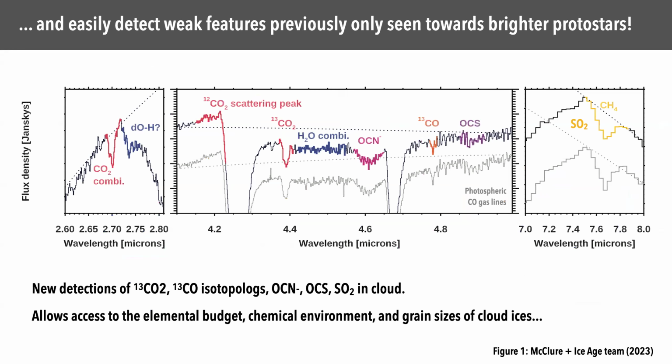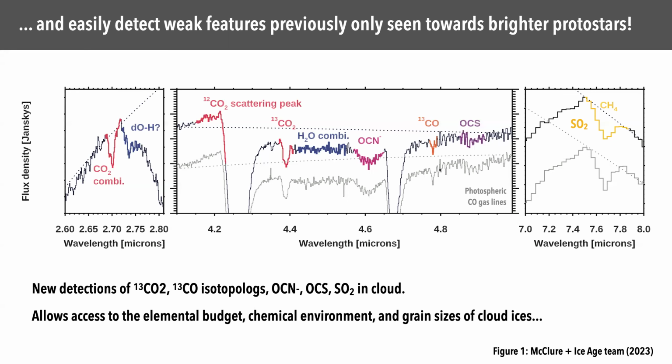If we zoom in on the weakest features, that's actually where a lot of the new science is. So we see that there's some structure in the carbon dioxide ice band, which is something that can indicate the shape of the grain that it's on. We also see isotopes, so heavy versions of the different molecules, so heavy carbon dioxide versus normal carbon dioxide, heavy CO versus normal CO.